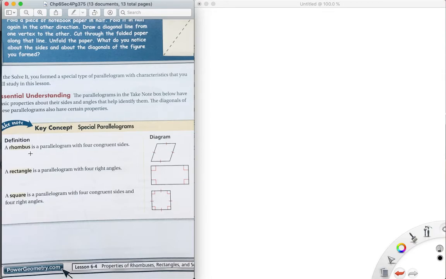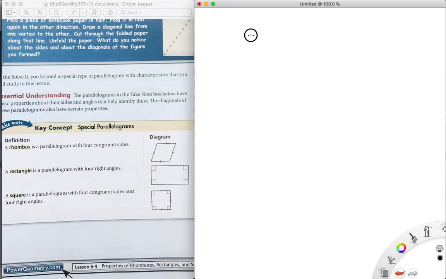And the first one is the rhombus. It says that a rhombus is a parallelogram with four congruent sides. So if I had a parallelogram, and I know that all four sides are congruent, then I have a rhombus.